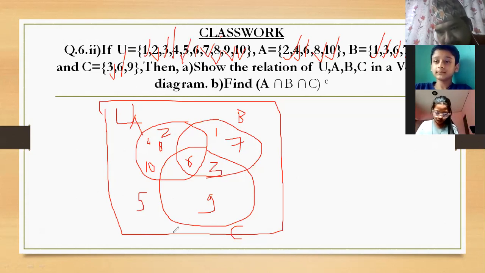Now what will you write? Just above this diagram or below this diagram, what will you write? The relation of U, A, B and C. Okay, children.